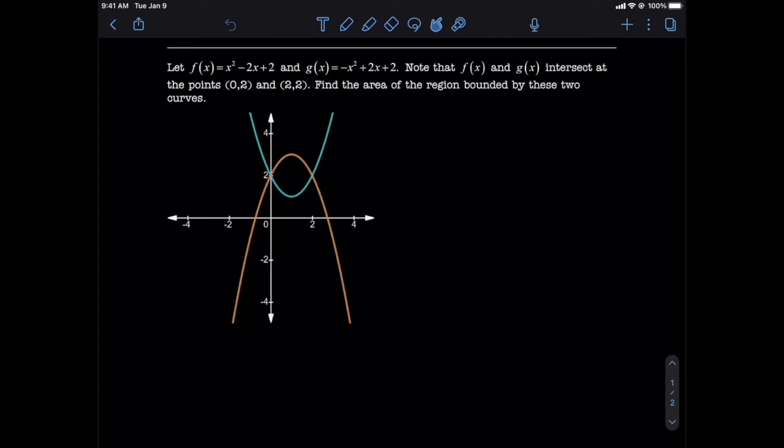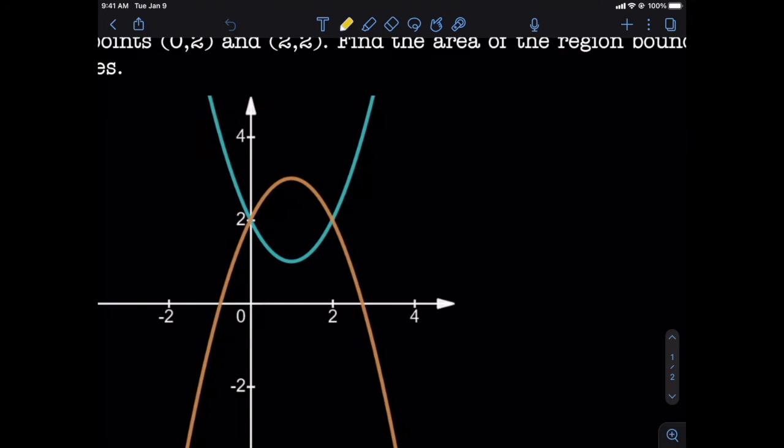It'd help to know which graph goes with which equation. We can take a look at the first term in both. I see in f of x that I have a positive x squared, which means I have an opens up parabola, the blue one. And in g of x, I have a negative x squared, meaning I have an opens down parabola, or the orange one. Let's label these so we don't get confused. The blue one was f of x, and the orange one was g of x.